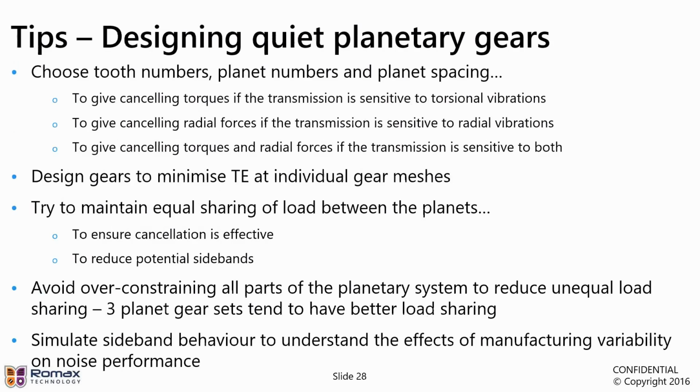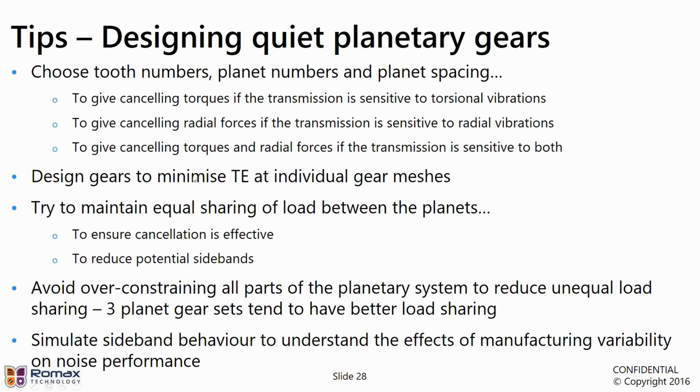So just before we move on to the Q&A, I just wanted to leave you with a few tips and tricks about designing quiet planetary gears. Obviously, this is a huge topic, and these are very general things to say here, but they're important things to take note of. The first obvious thing is to choose tooth numbers, planet numbers, and planet spacing that give you the cancellation that you need. So if you have a transmission or a design that's sensitive to torsional vibrations, then you want to cancel the torsional excitations, obvious. Similarly with the radial. If it's sensitive to radial vibrations, then try to cancel the radial forces. And there is the option, although they do restrict the types of design you can have, of attempting to cancel both of those things at the same time.